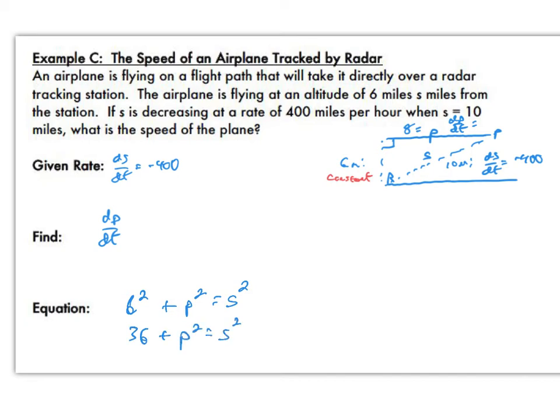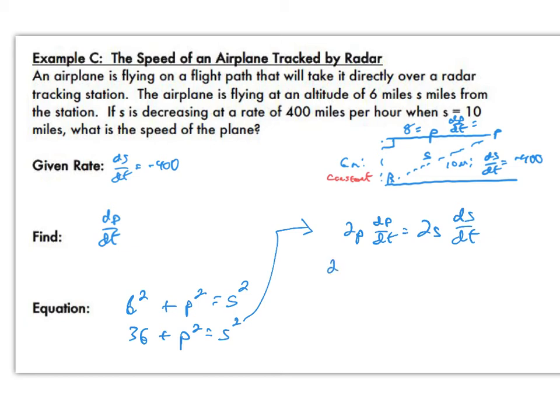All right, so I'm going to come up here to right below my diagram, and I'm going to go ahead and do the derivative. So the 36 drops out, and it's going to be 2p dp/dt is equal to 2s ds/dt. All right, well, now we can put in what we know.